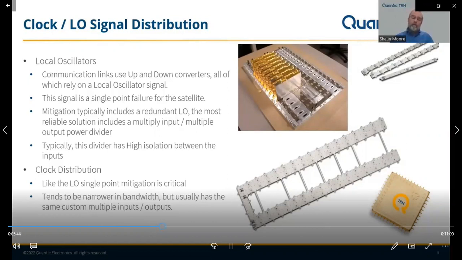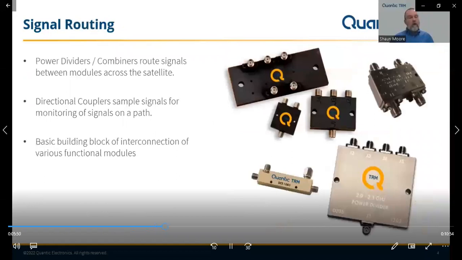Now, I've also heard you speak about signal routing. Would that also be an application for spacecraft? Yeah, absolutely. So if we're looking at the previously mentioned parts, we're looking at distribution for a specific part of the subsystem, where we're looking at routing between local oscillators and their associated components.